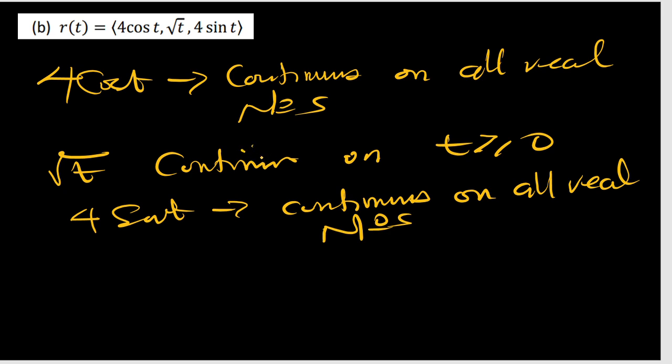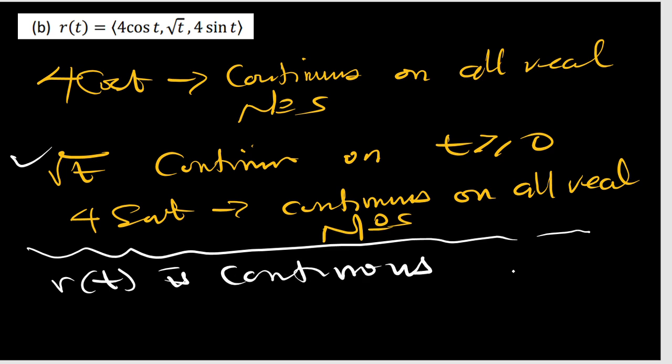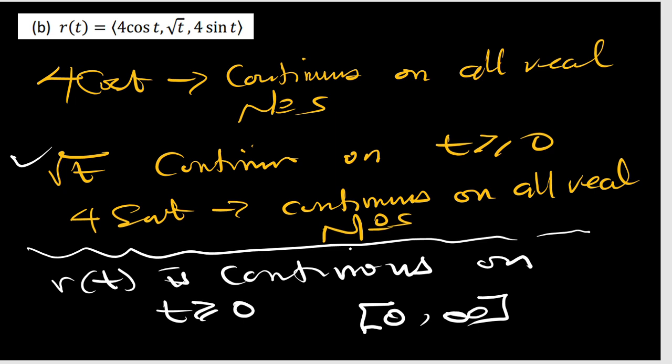So the combination effect or the intersection of these three will just be this one. So our answer, the range of values for which r of t is continuous: r of t is continuous on the range t is greater or equal to 0. We can write this as square bracket 0 comma to positive infinity. Good. So you try the last one on your own.